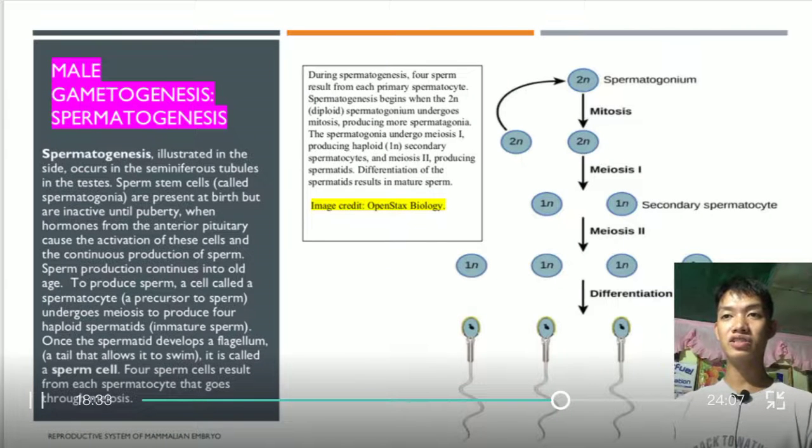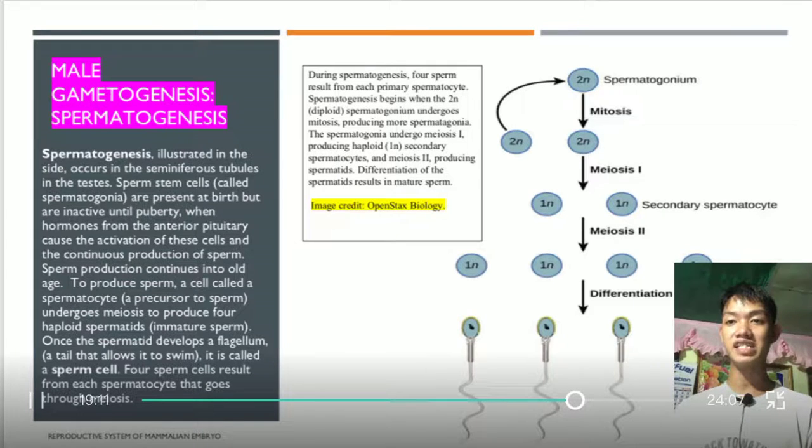So the male gametogenesis, or spermatogenesis, is illustrated on the slide. It occurs in the seminiferous tubules in the testes. Sperm stem cells called spermatogonia are present at birth but are inactive until puberty, when hormones from the anterior pituitary cause the activation of these cells and continuous production of sperm. Sperm production continues into old age.